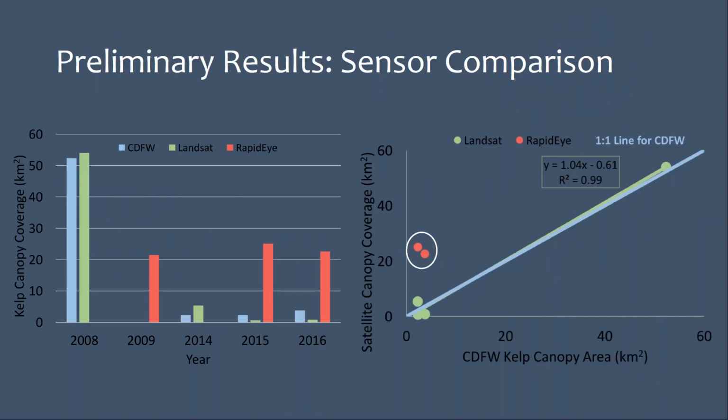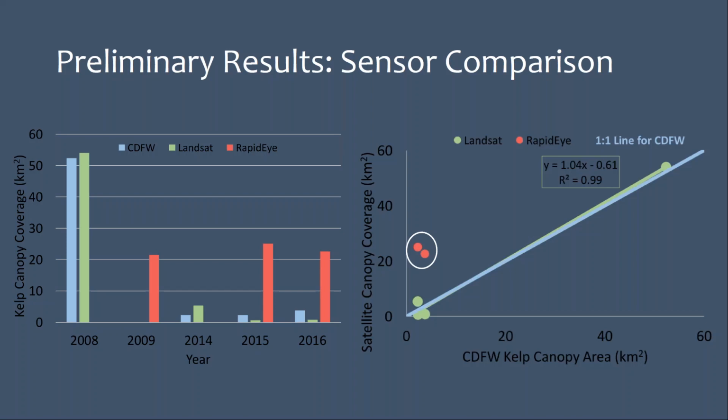Here I'm showing some preliminary results for the sensor comparison between RapidEye, Landsat, and CDFW. CDFW is in blue, Landsat in green, and RapidEye in red. For the figure on the left, we have kelp canopy coverage on the Y and the year that we have overlapping data on the X. As you can see, Landsat and CDFW match up pretty well, but RapidEye doesn't, and overestimates for the years that we have overlapping, 2015 and 16.